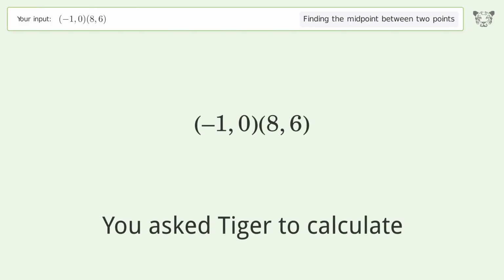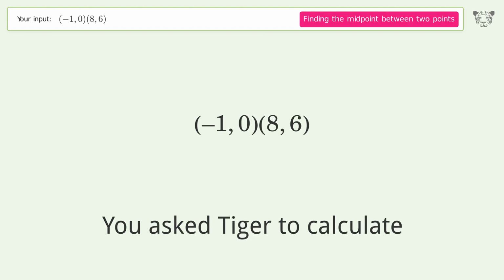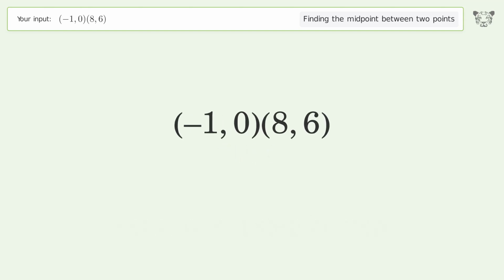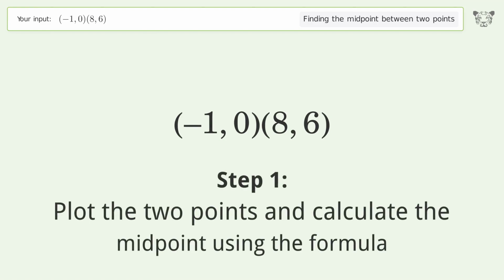You ask Tiger to calculate. This deals with finding the midpoint between 2 points. The midpoint between the 2 points is (3, 3). Let's solve it step by step. Plot the 2 points and calculate the midpoint using the formula.